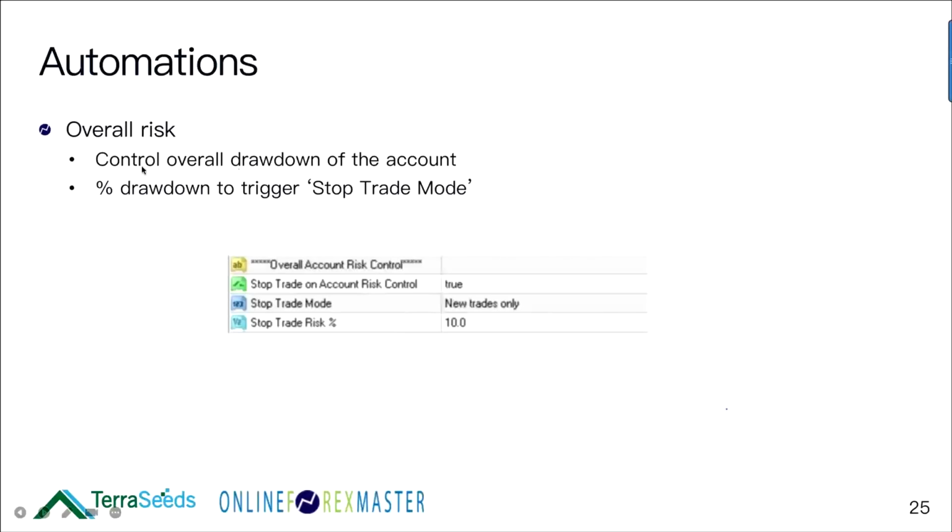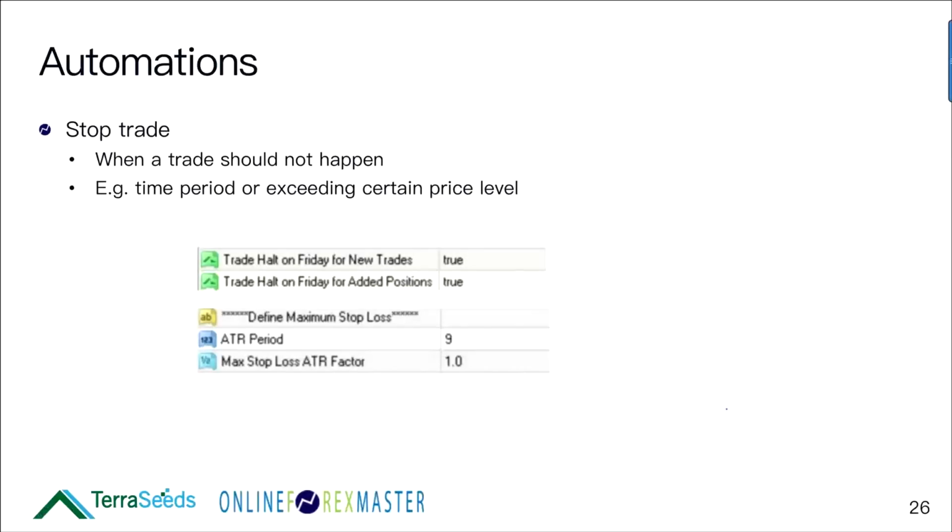This one is what we call an overall account risk, to prevent that drawdown. That means you want the X% of drawdown to trigger the stop trade mode, and then you decide what kind of trades are being stopped. So that will be the second thing, which I think all people should build in.